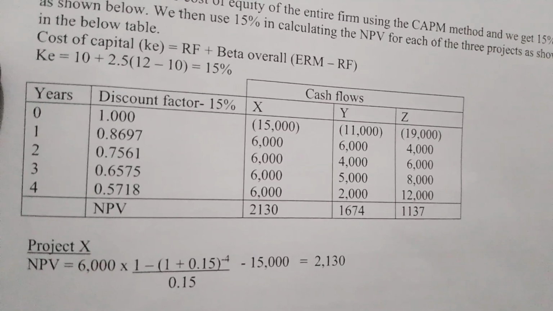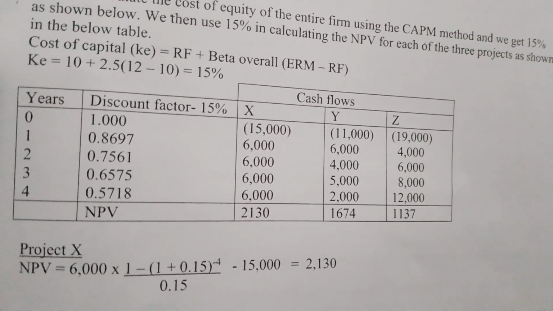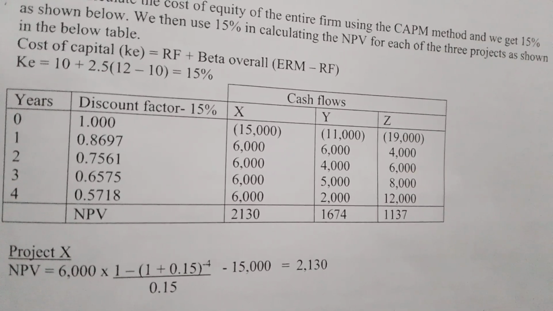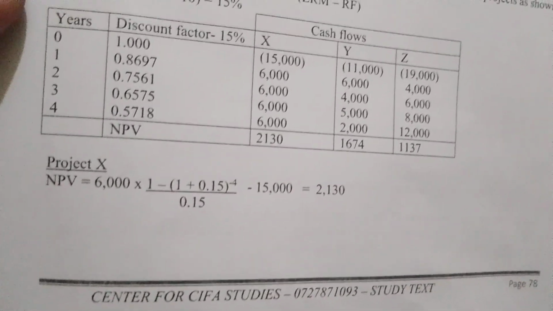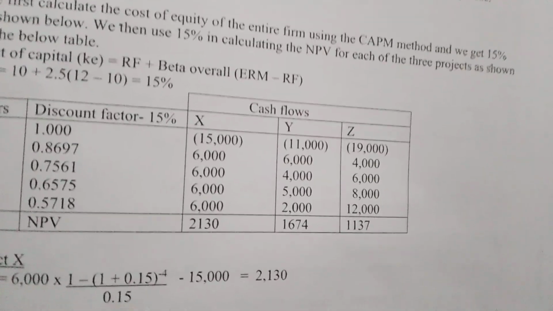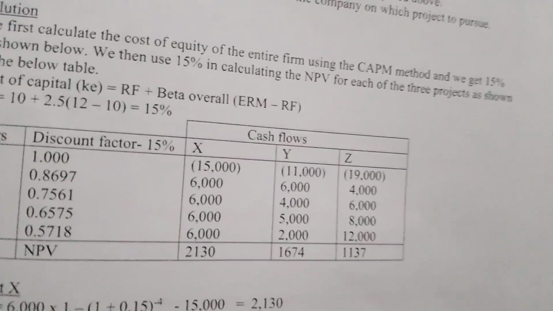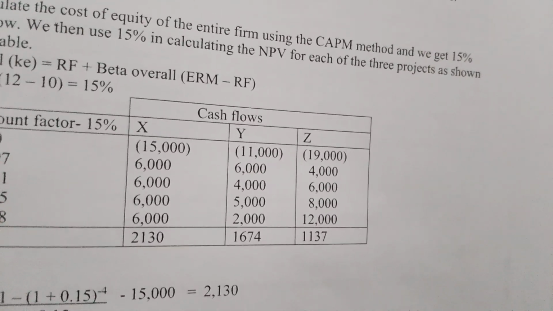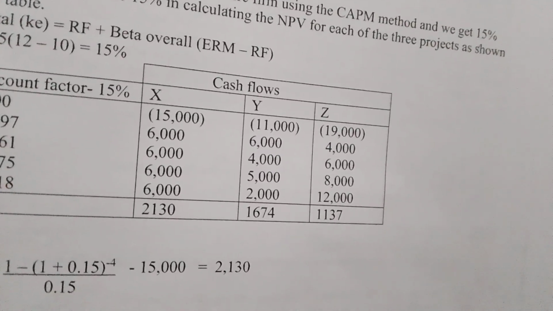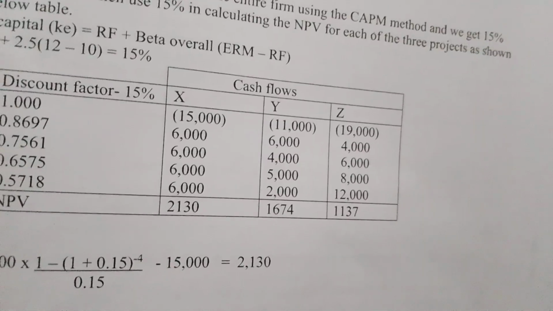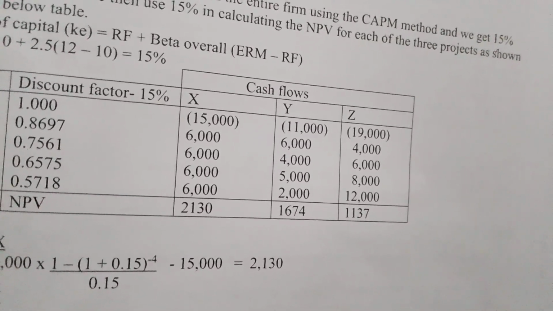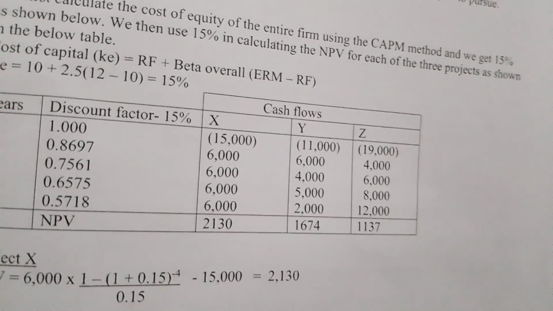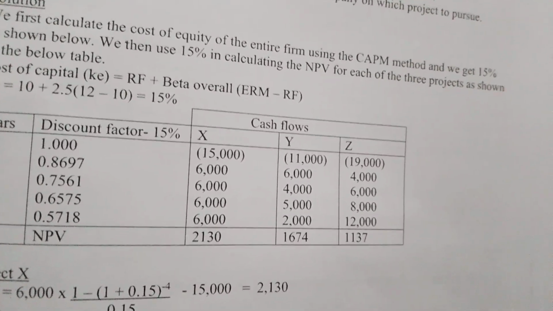So we have taken 6,000 times the present value annuity factor at 15%, 4 years, minus the initial cost, and you get 2130. Now for project Y and Z, the cash flows are irregular. They are not constant. So you'll be calculating the present value interest factor at 15% and 4 years, and then you subtract the initial capital outlay.